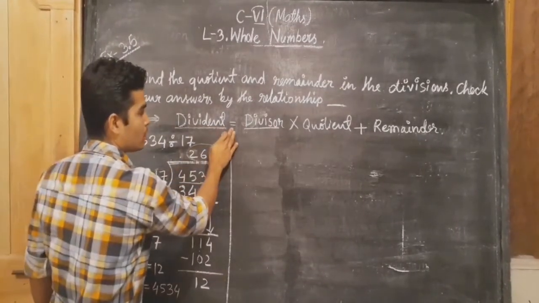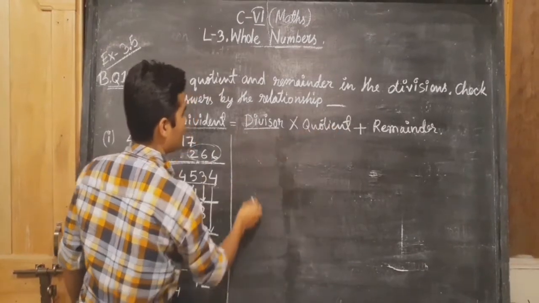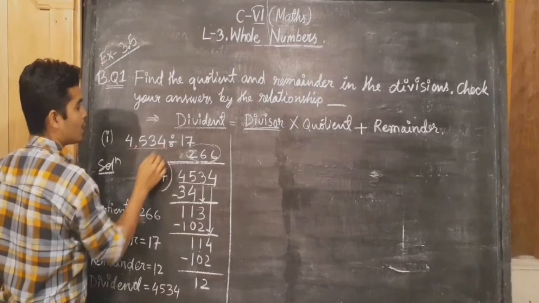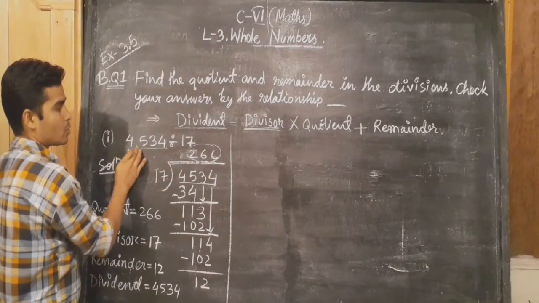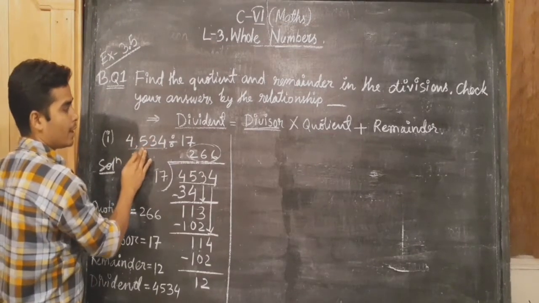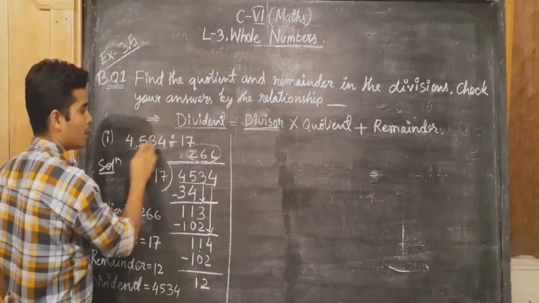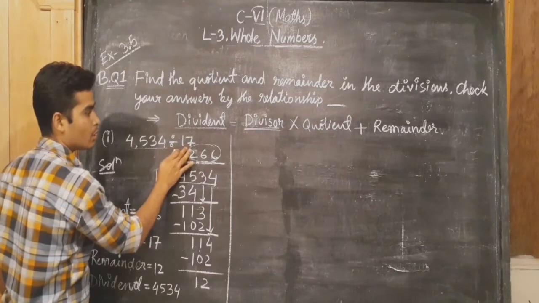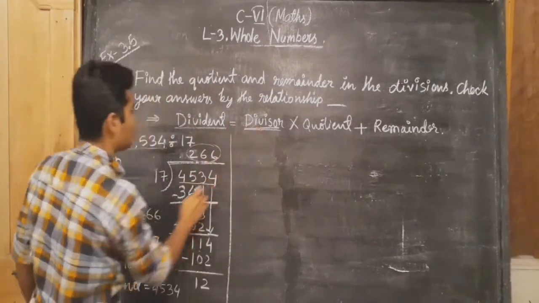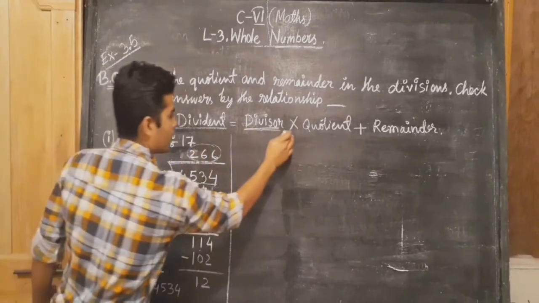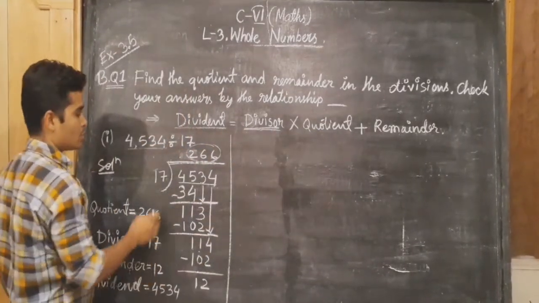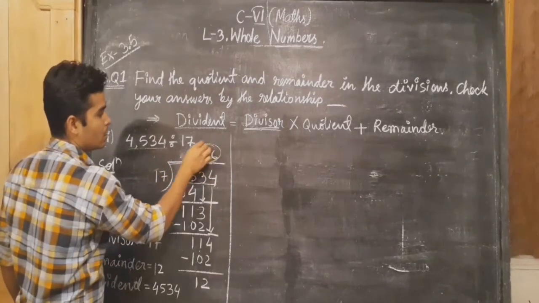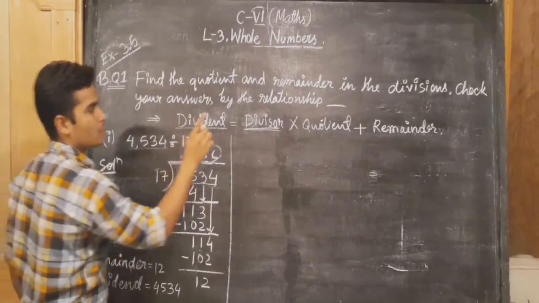dividend is equal to divisor into quotient plus remainder. So dividend is equal to, which is dividend here? The number we divide is called dividend. So this number is divided. And by which number we divide? Here we divide this dividend, this number, by 17, by this number. So this will be divisor. And which is called quotient? When we divide the dividend by divisor, then we get an answer. So the answer is called the quotient.